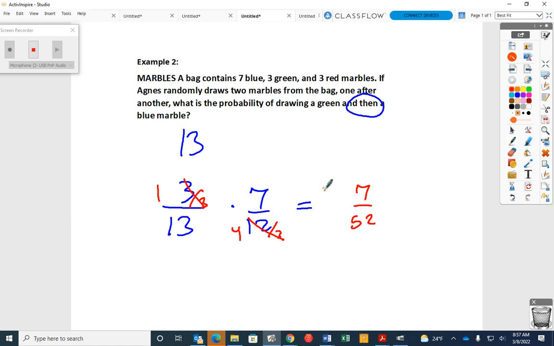Before I move on to the last example, I want you to find the probability, this is completely separate, of getting a red, then a green. Do that for me. A red and then a green. Come on.